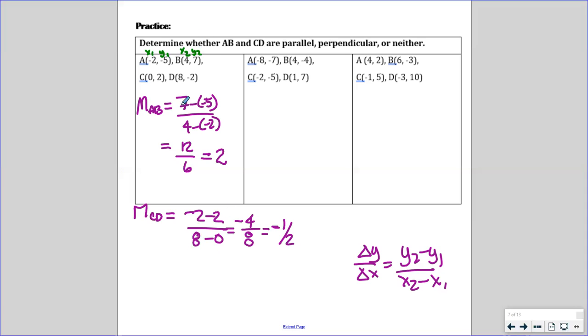So now, is this perpendicular, parallel, or neither? Let's look at this. We got 2 for AB, and then we got negative 1 over 2. So if you remember, perpendicular is opposite reciprocal. So this is perpendicular.